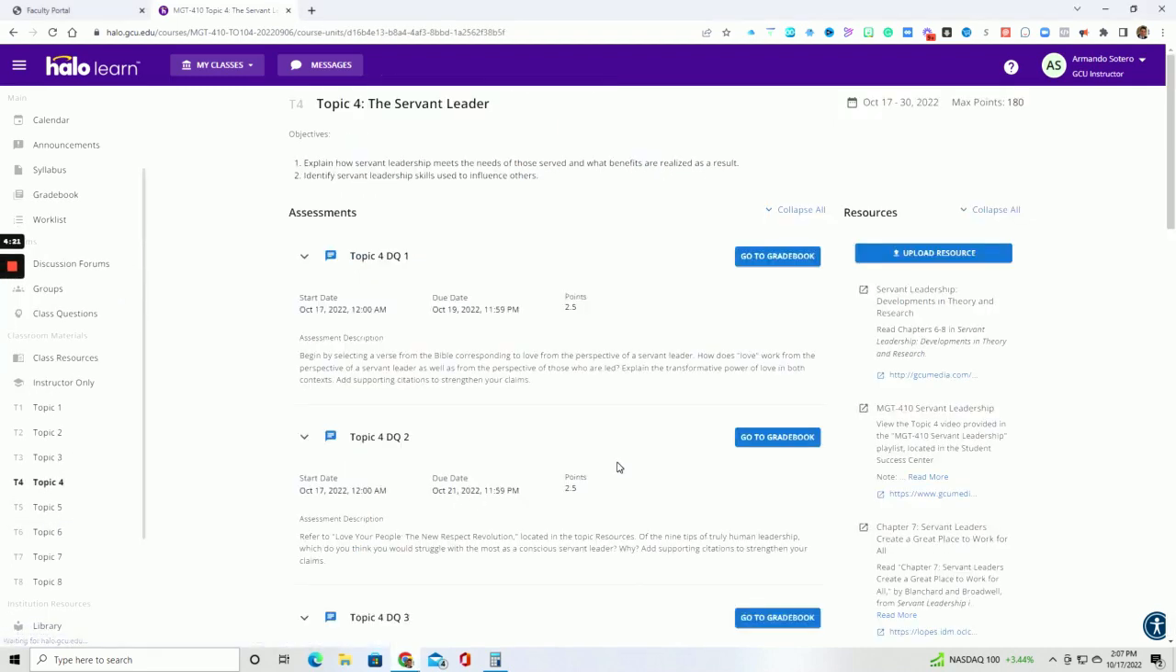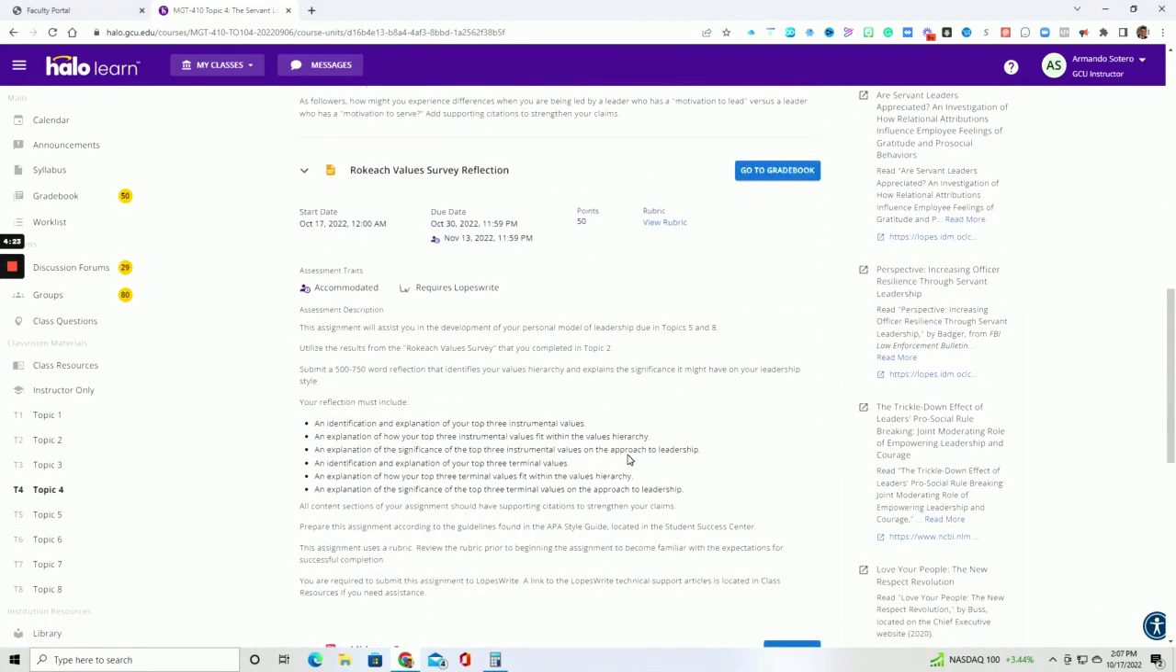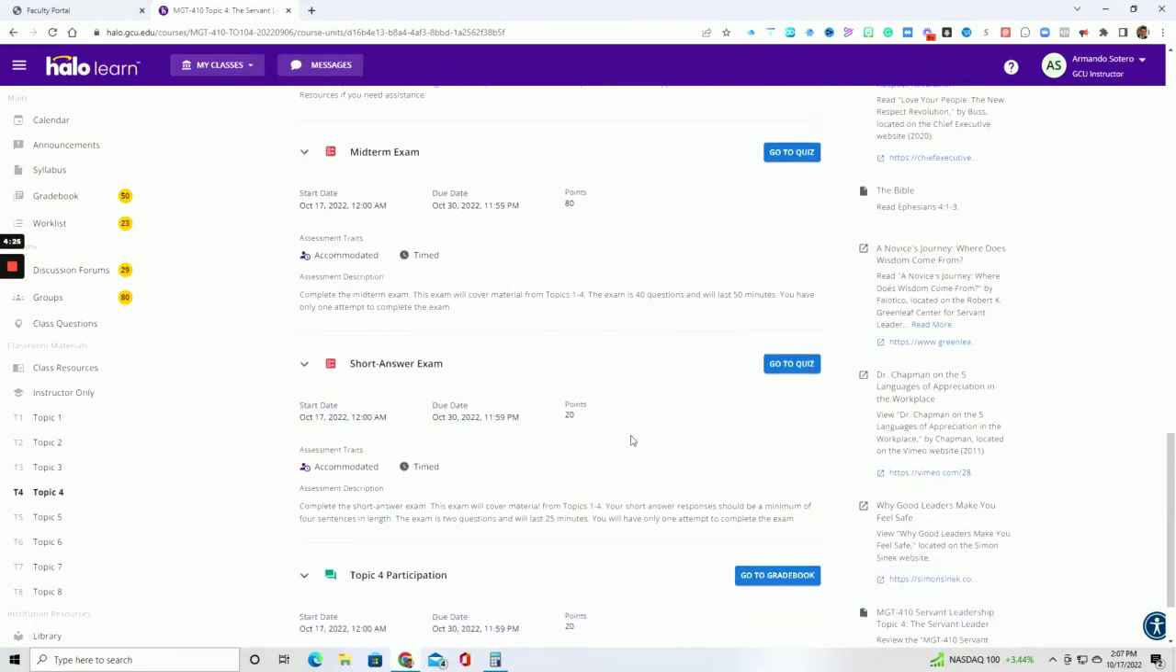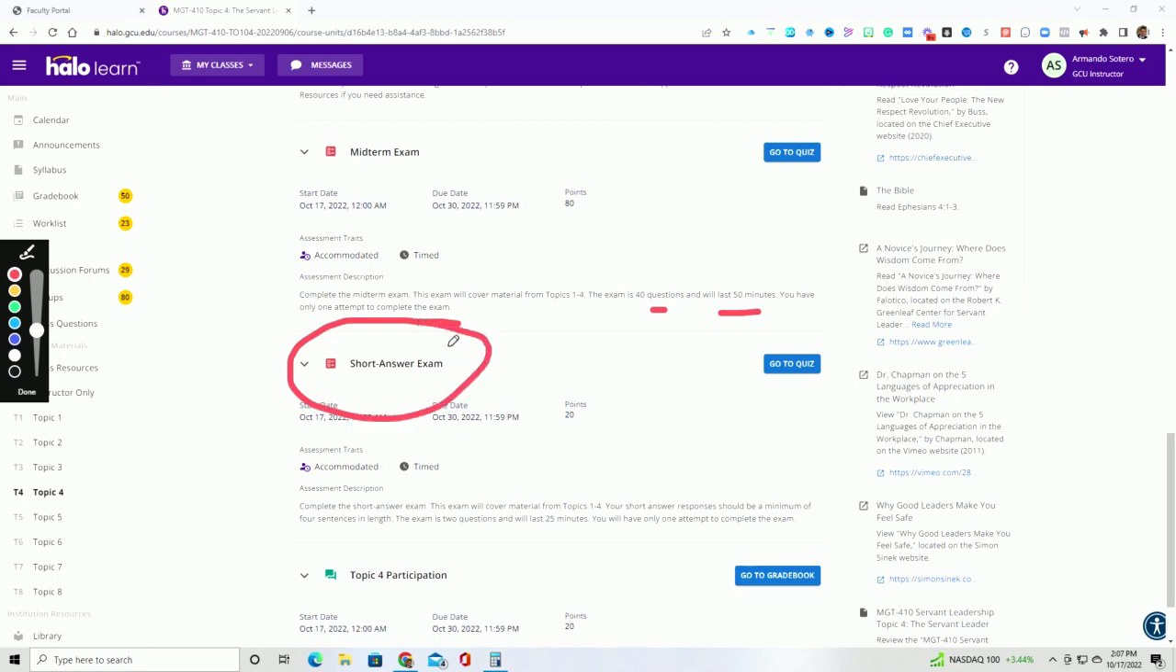So as we go back into topic 4 and we look at your exam information, this is the first part. These are 80 points, and again, 40 questions and 50 minutes. Now for the short answer exam, this only carries a 20-point value. So what's going to happen here is that you are going to be given 2 questions to answer. That's it. 2 questions, right here.